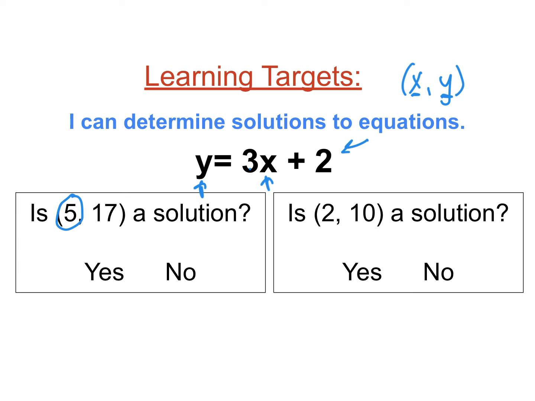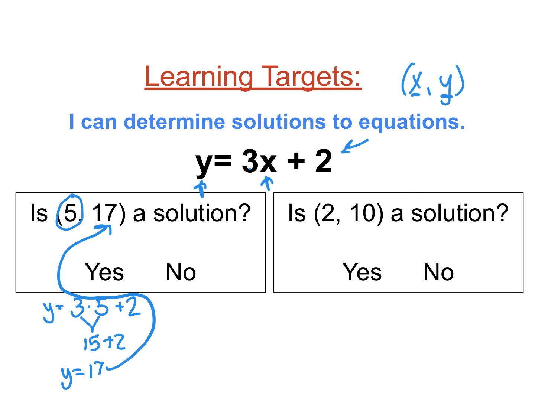So I'm going to say, instead of saying 3x plus 2, I'm going to say 3 times 5 plus 2. And that's what y equals. So I'm going to try that. 3 times 5 is 15, plus 2 is 17, y is 17. Okay, if y is 17, is this true? Y is showing that it's 17. So this is my x, this is my y. Is y 17? It is. So this, yes, would be a solution because it works for this equation that's shown.